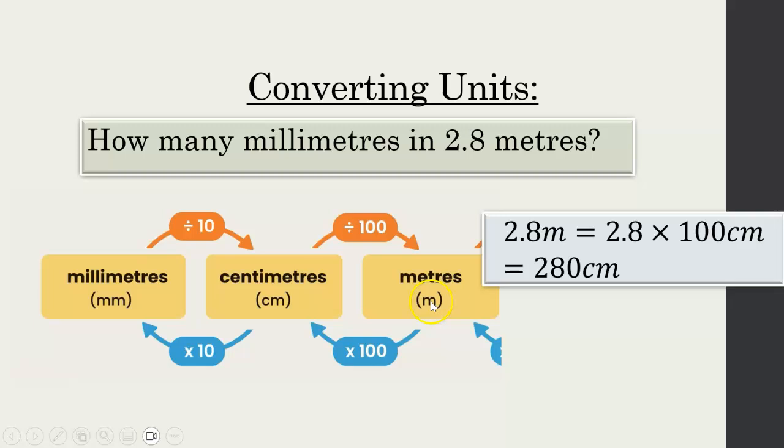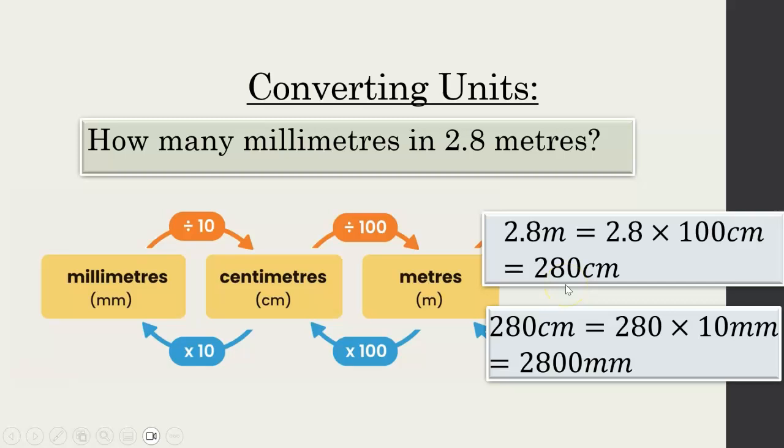So do you remember, I kind of went like this. I went to here. Now I want to find millimeters. So how many millimeters are in 280 centimeters? Well, I'm going to be multiplying by 10 again. So 280 centimeters, well, that's 280 times 10 millimeters. So it would be 2,800 millimeters. So what I did there was I moved along the scale. I went from meters to centimeters, then centimeters to millimeters.